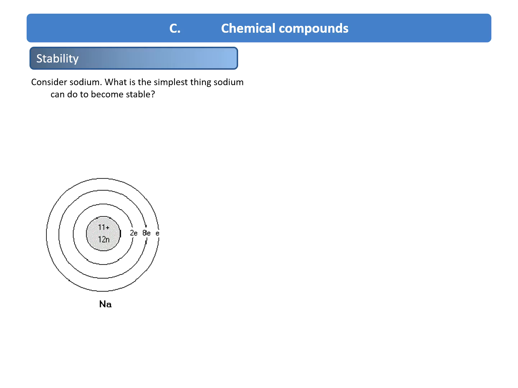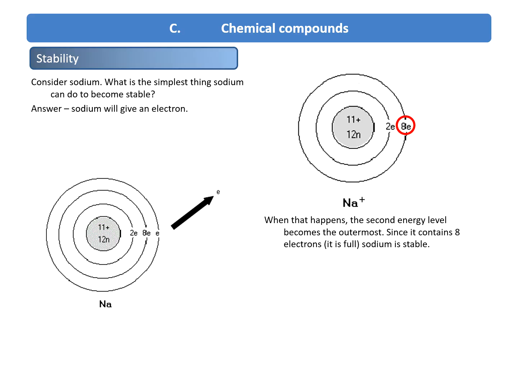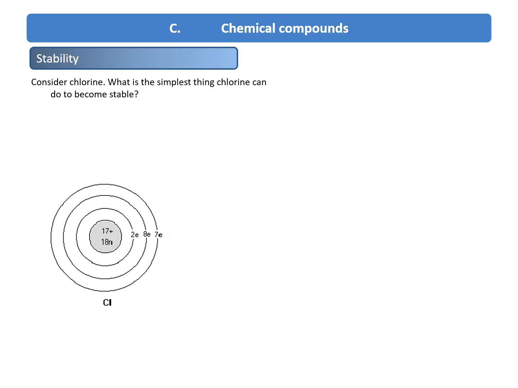Here is a sodium atom. What can sodium do to become stable? The simplest thing is to give up an electron. When that happens, the second energy level becomes the outermost. Since it contains 8 electrons, that is, it's full, the sodium is stable.